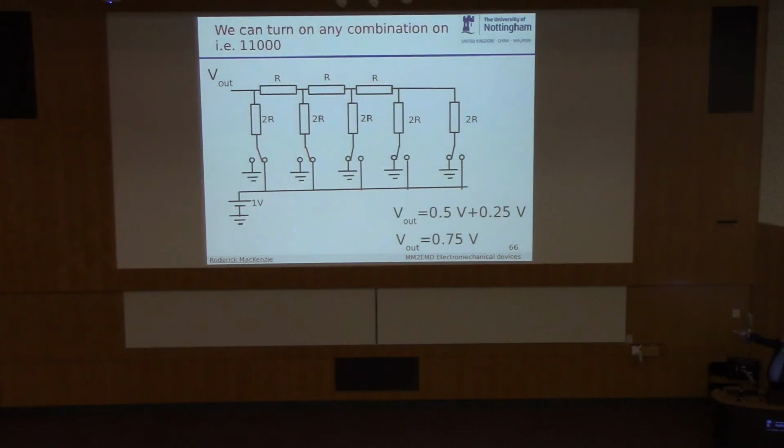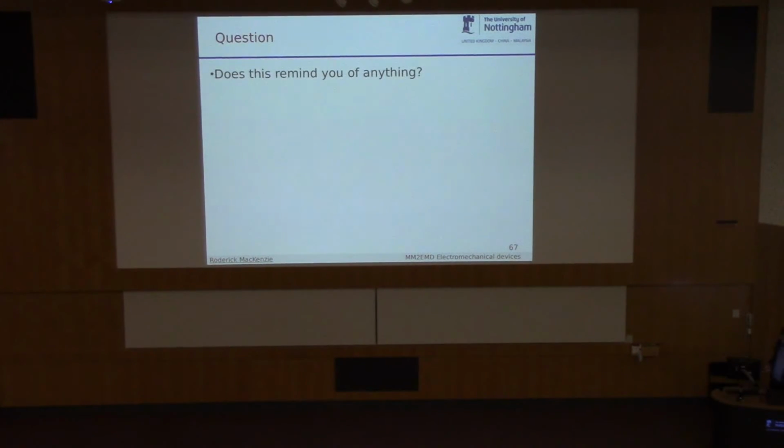So here we can turn on combinations. We've got 0.5 and 0.25, and we get 0.75 out. You're free to turn on and off any switch you want, and you get the desired output at the out. I think I've told you that, so I'm not going to labour the point. It's sort of binary counting, okay?